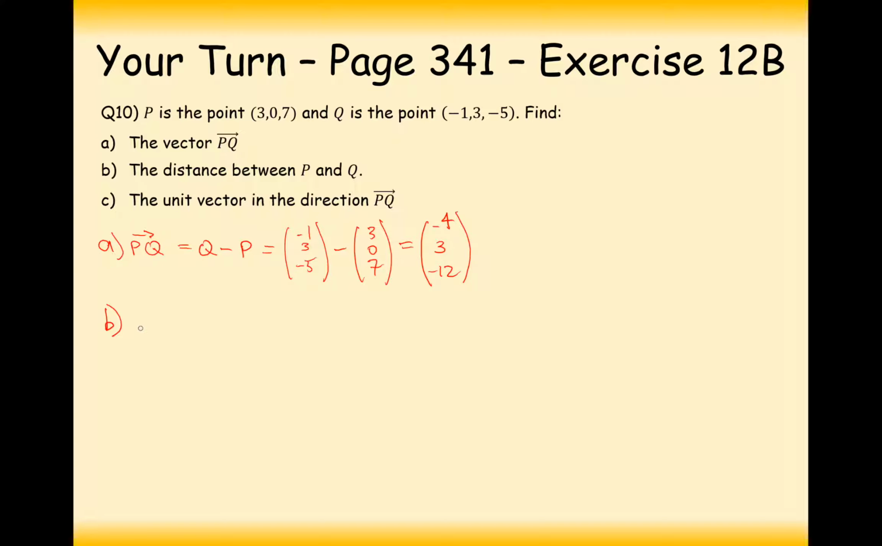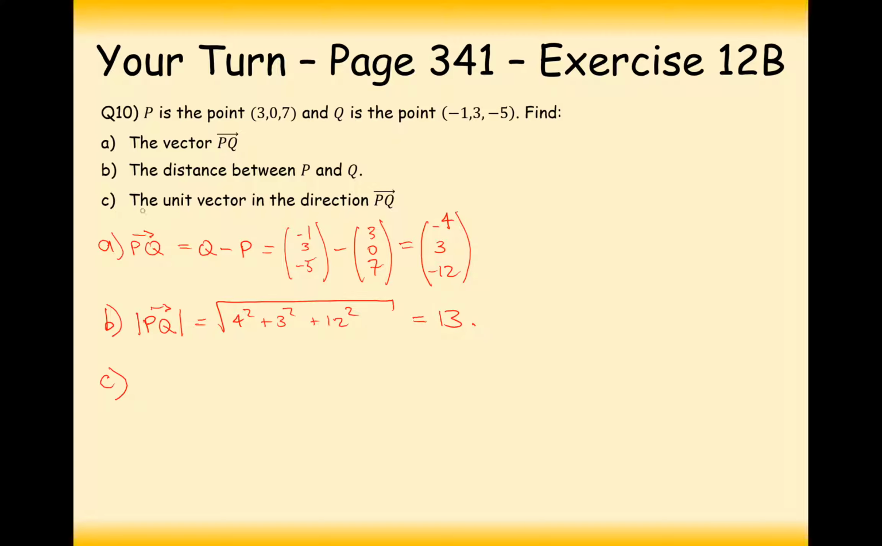Part B is going to be the distance between P and Q. The distance between P and Q is written like this, and it's calculated by the magnitude. So 4 squared plus 3 squared plus 12 squared. Remember, the little bit of a shortcut of doing this is you can just drop the negative symbols on the negatives, because you're going to square it anyway, so there's no point in including the negatives. And this gives us 13.